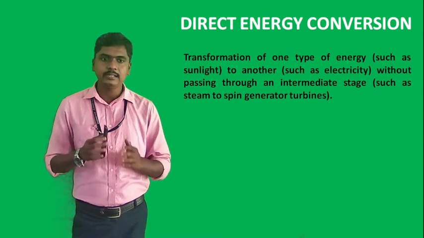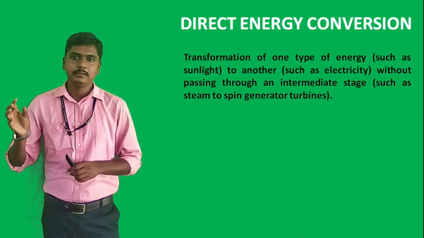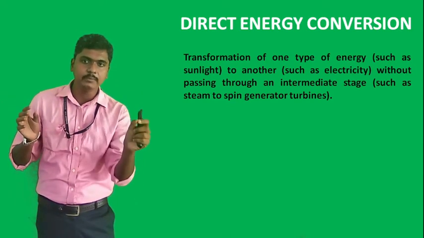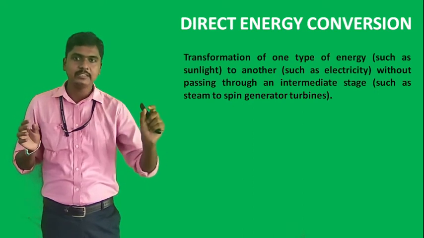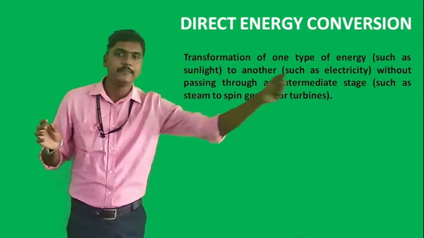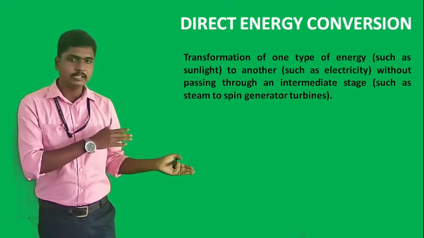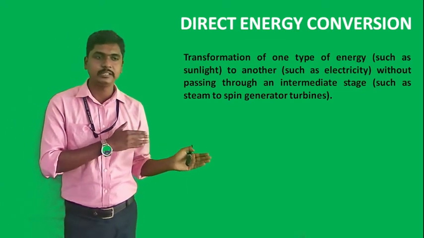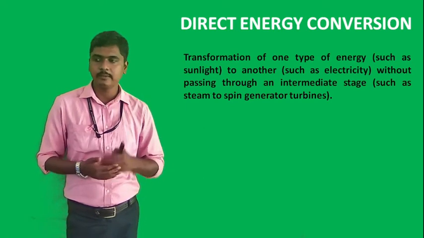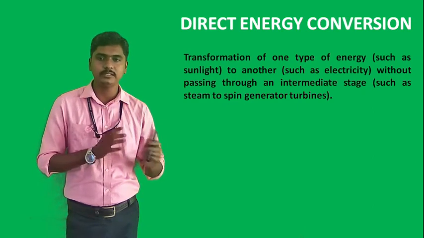Opposite to this is indirect energy conversion. In indirect energy conversion, one form of energy has to be converted into some intermediate form of energy. After that, that intermediate form of energy will be converted to another form of energy. I will give you an example. In our previous class we discussed gas turbines: open cycle gas turbine, closed cycle gas turbine, combined cycle gas turbine.